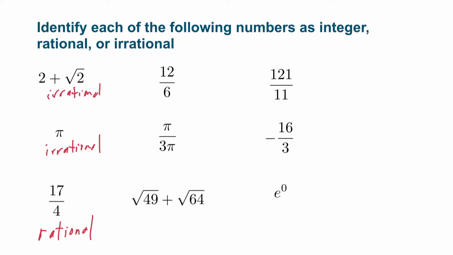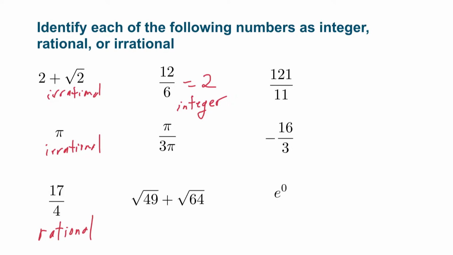Next, we'll look at 12 divided by 6. Now, this looks like a rational number because it's the ratio of two integers. But 6 divides 12 cleanly. It's equal to 2. So this is actually an integer, not just a rational number. So we'll be as precise as possible and call it an integer.